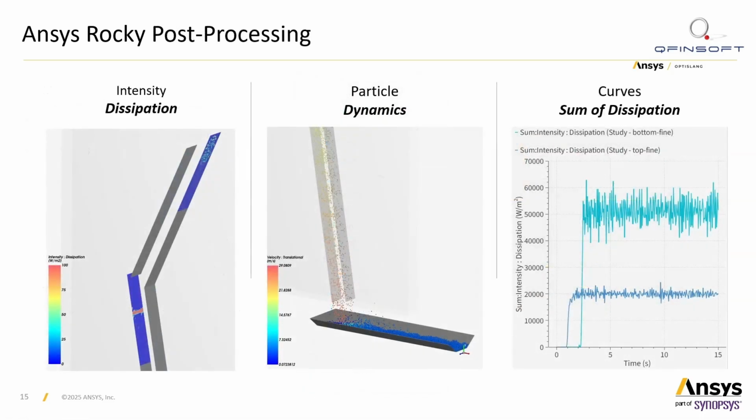We'll then look at a little bit of post-processing, where the intensities of the dissipation are, and we can also look at dynamics, at how the flow is and how it impacts the conveyor below. Then we're going to look at getting information about those intensities, so quantitative data rather than just visuals. So we can then add curves to get information that we want to then pass on to OptiSLang.